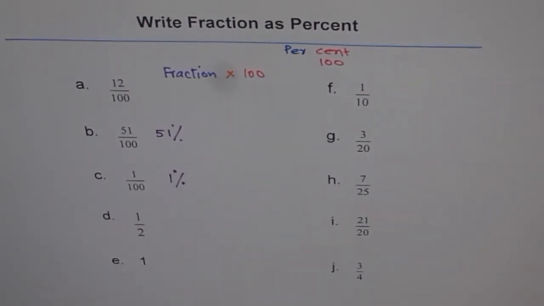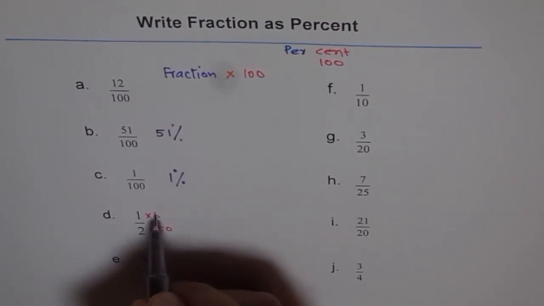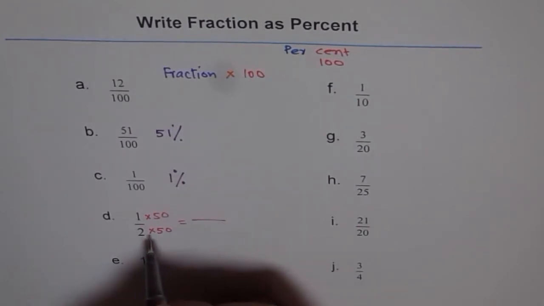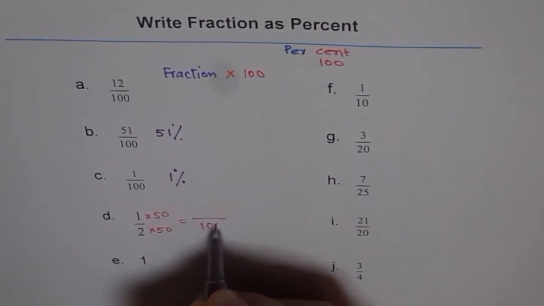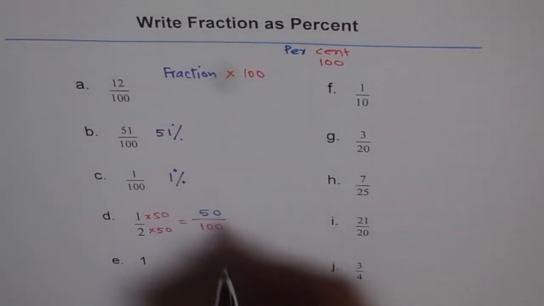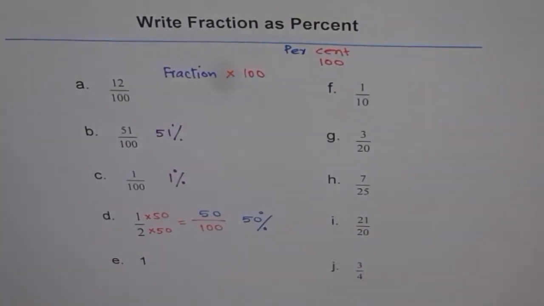So you get it in a couple of ways. What you can do is, how can you get 100 in the denominator? Think like this. You can get 100 if you multiply this by 50, right? And the numerator also by 50. Then you have 2 times 50 is 100, and in the numerator, you get 50. And therefore, it is 50%. Do you see that? And half is 50% also.